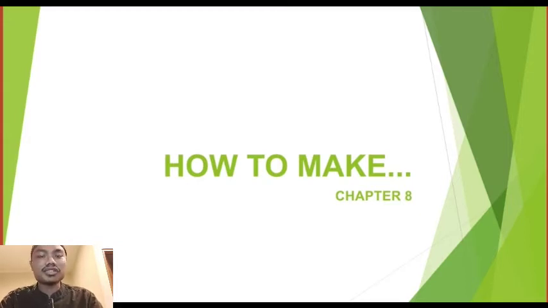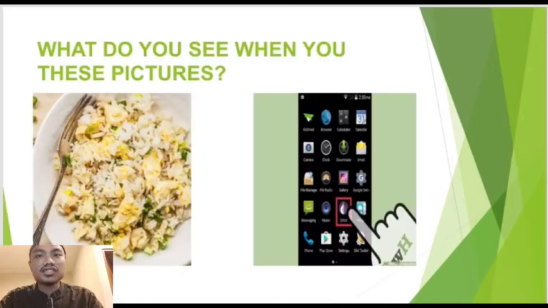We are going to chapter 8 about how to make, and that is procedure text. But before that, I need you guys to see this picture. Okay, there are two pictures. So what do you see when you see these pictures? What do you think about it? First of all, I need Sam to give his opinion. What do you think about the picture? The picture number 1 or the picture number 2? Or you can choose, or I can choose for you. You can choose the picture number 1.